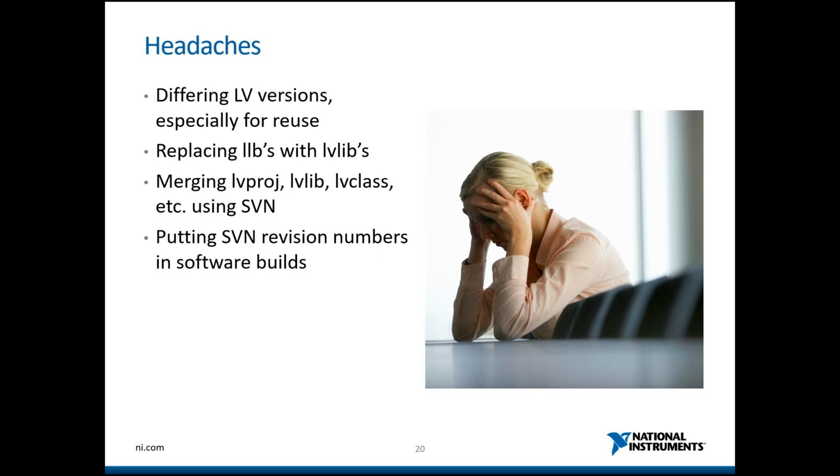The problem with source code control is that if you change one VI in there, it marks the whole LLB as revved, so it's very hard to track stuff. So we started replacing all those old LLBs with LV Libs. The other issues we had were merging project, library, and class files. Basically, my one-word answer to that is don't.